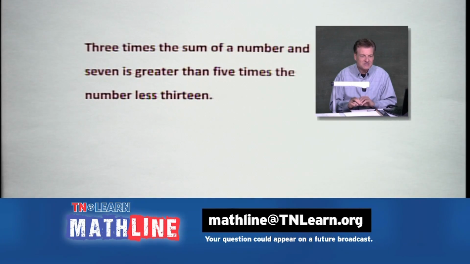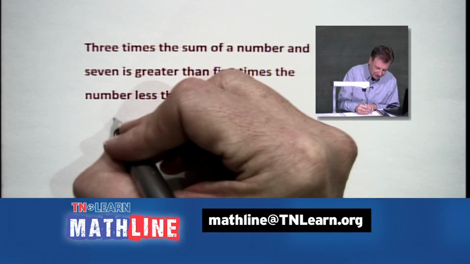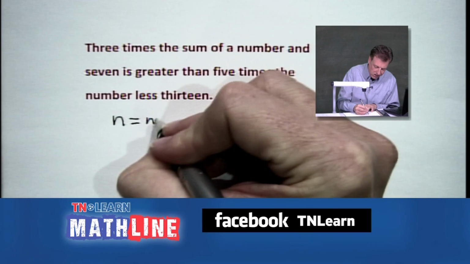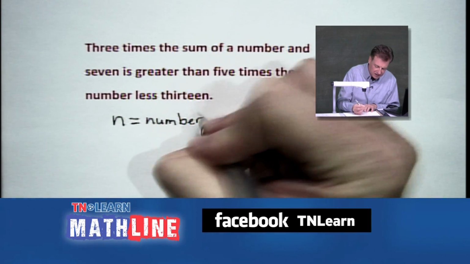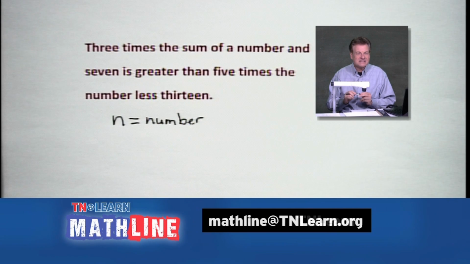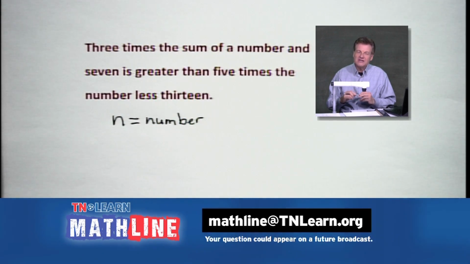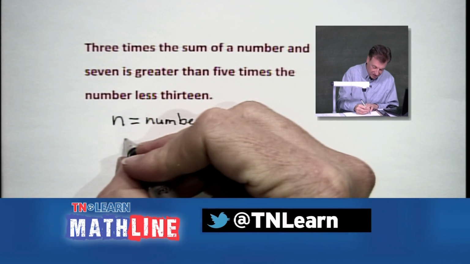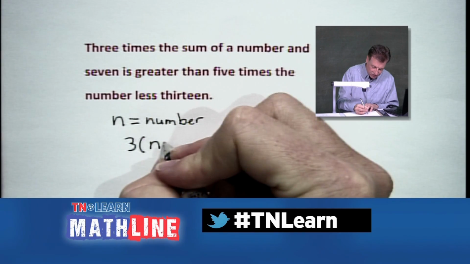It says 3 times the sum of a number and 7. Now that tells me, once I name my number, we'll call it n. N's such a great thing to add for a number. The sum of a number and 7. I get the feeling reading this one, I feel like we're wanting to add n plus 7 first, and then multiply it times 3.